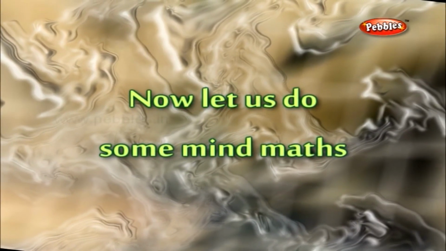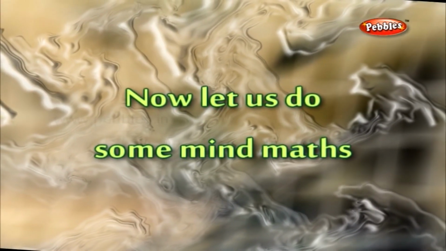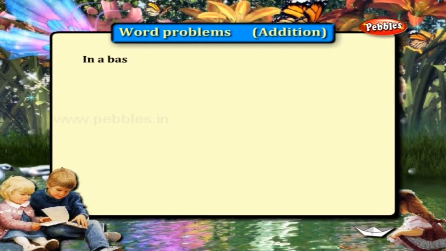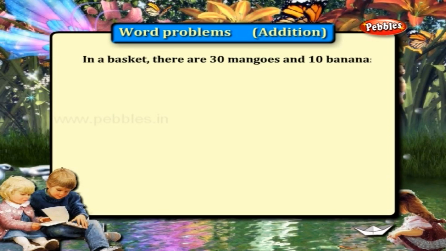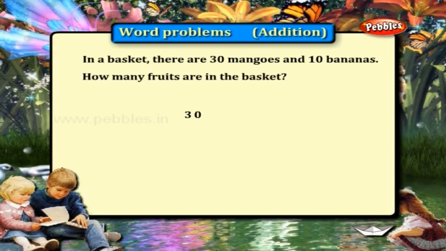Now let us do some mind maths. In a basket, there are 30 mangoes and 10 bananas. How many fruits are there in the basket? 30 plus 10 is equal to 40.